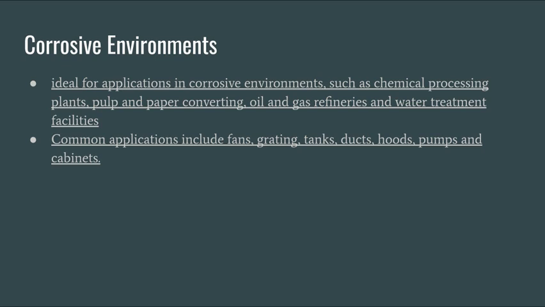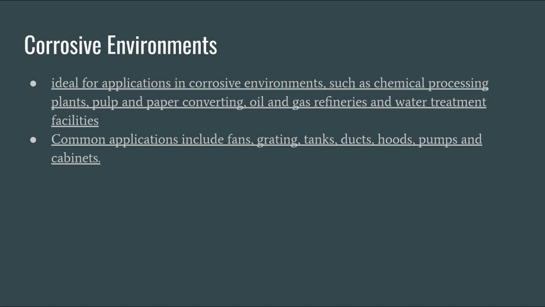Composites will be used in places that have corrosive environments. So chemical processing plants, pulp and paper converting, oil and gas refineries, and water treatment facilities often use these because the things they do in these plants lead to corrosive environments, and they need parts for their machines that won't corrode easily.